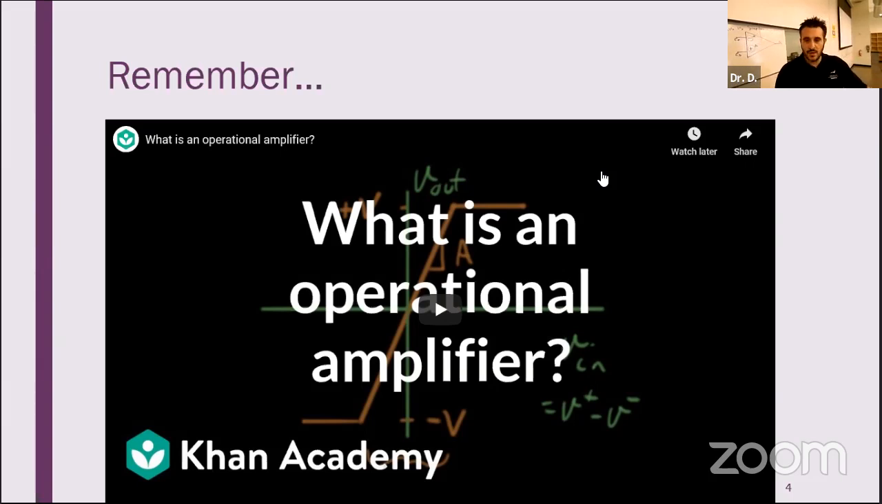You don't necessarily want something to invert, but you don't always need it to not invert. It's very case specific. But if we know that we have an inverting op amp, we can always mitigate that as well if it's not desired.